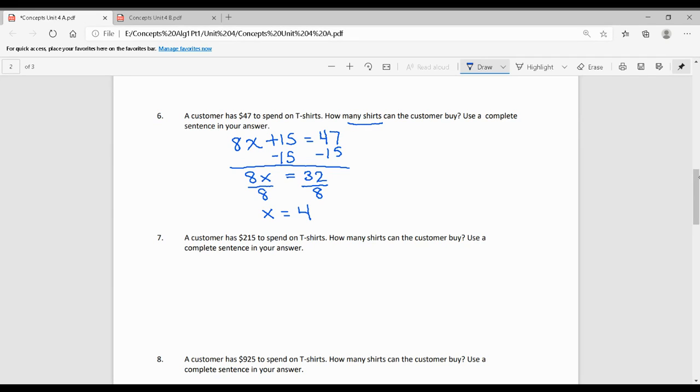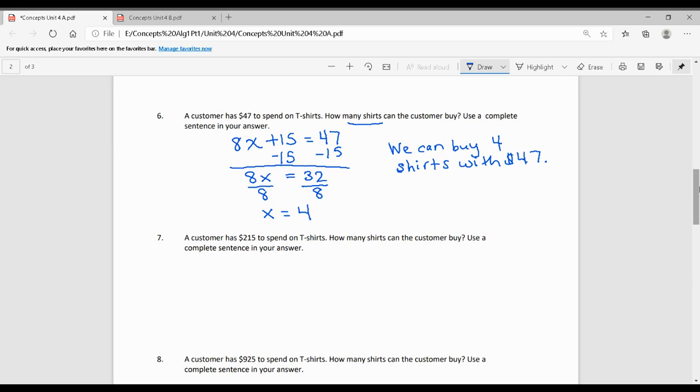So we can buy 4 shirts with $47. Okay, so before I was looking for the cost, so that's why we did the operations that we did then. Now I know the cost, so we're undoing all those operations.